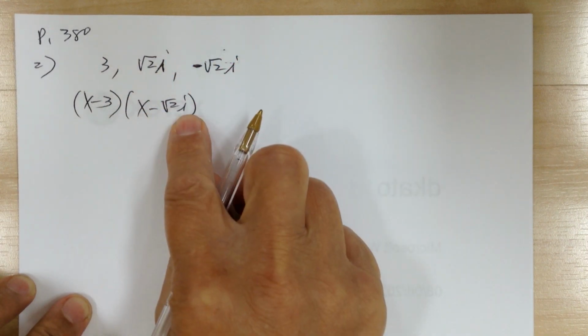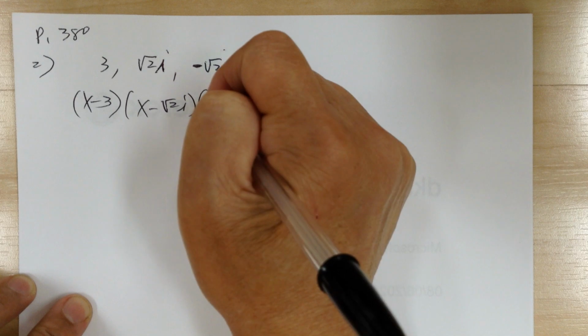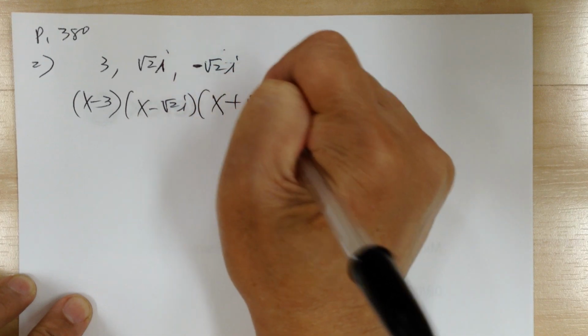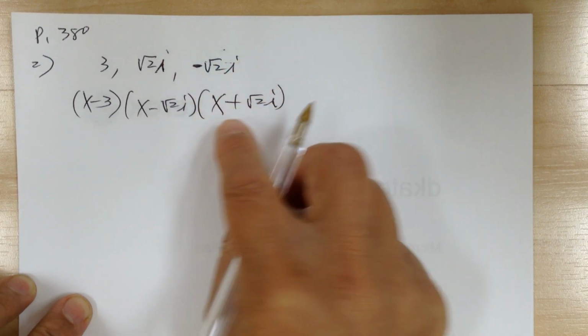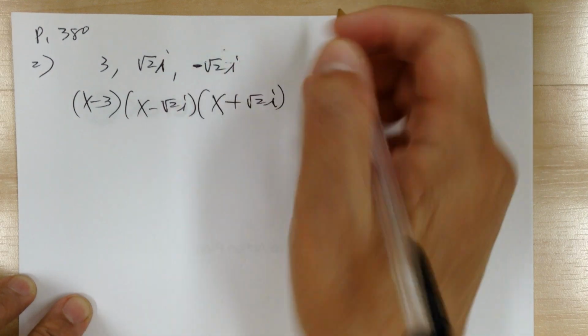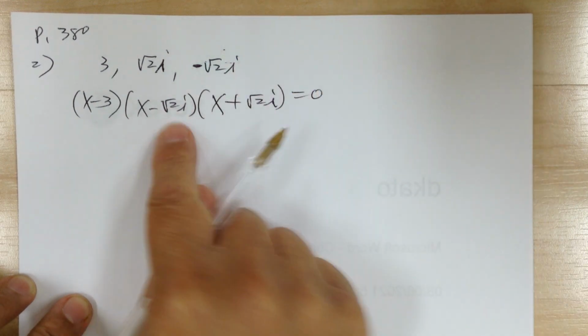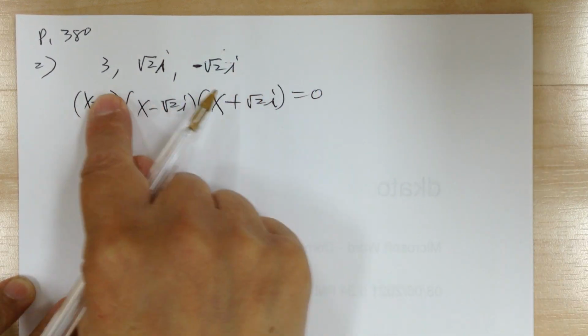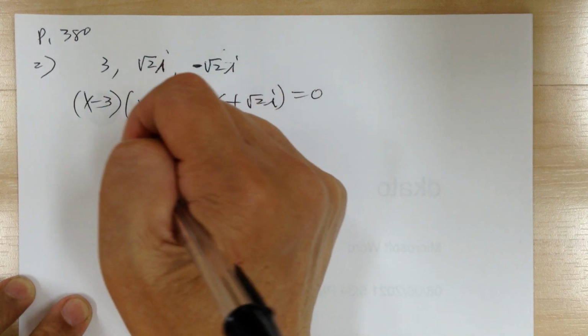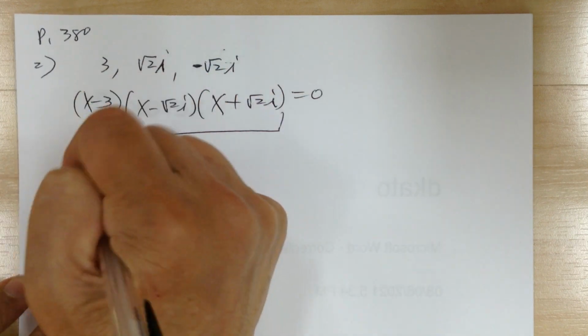Again, when you set this equal to 0, you're going to get that. This came from x plus the square root of 2i. Again, if you set it equal to 0, you're going to get that. Now notice your conjugate. So do not multiply this first. You're going to get into a big mess. You always multiply the conjugate first.